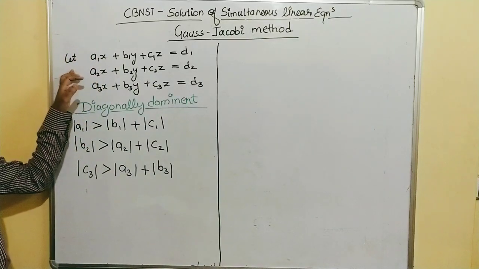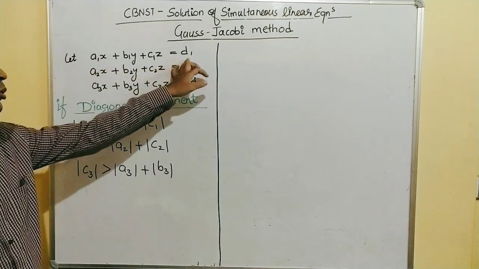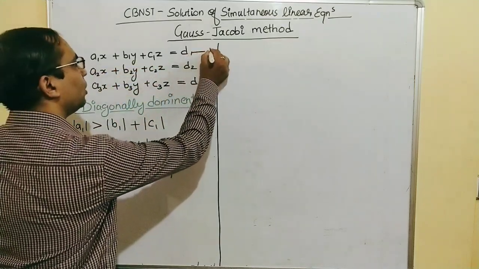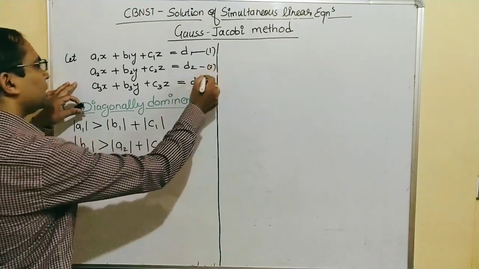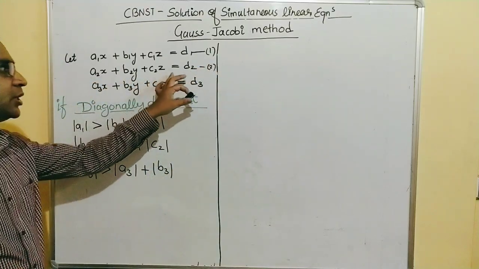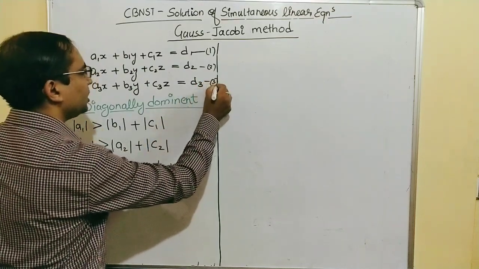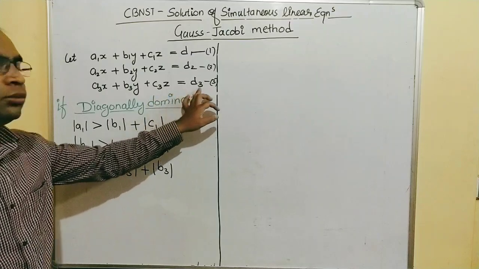Let a system of linear equations be a1x plus b1y plus c1z is equal to d1. This is the first equation, equation number 1. Then equation number 2 is a2x plus b2y plus c2z is equal to d2. Similarly, equation number 3 is a3x plus b3y plus c3z is equal to d3.